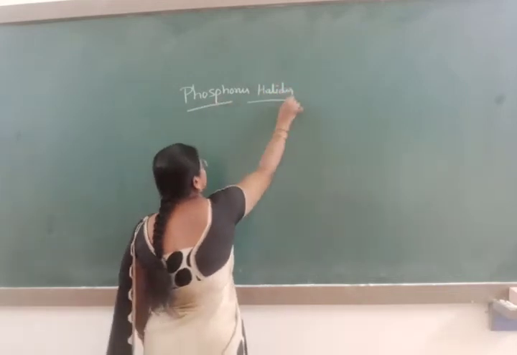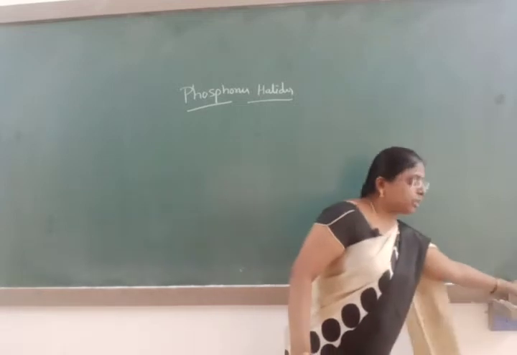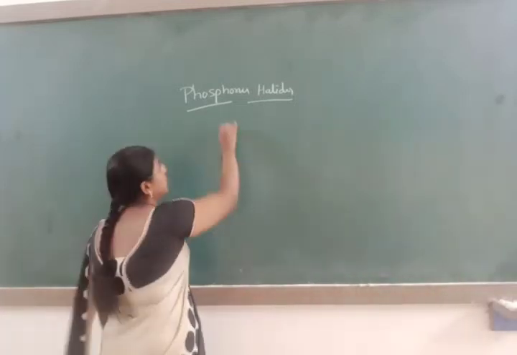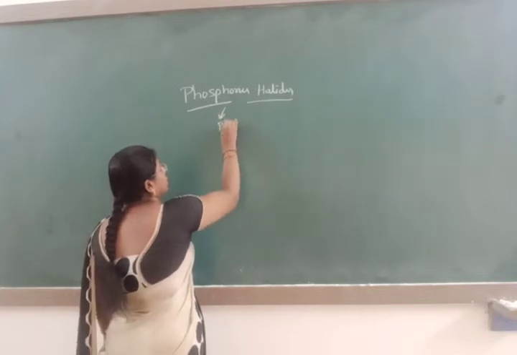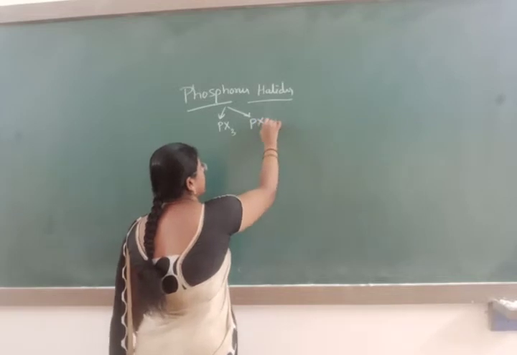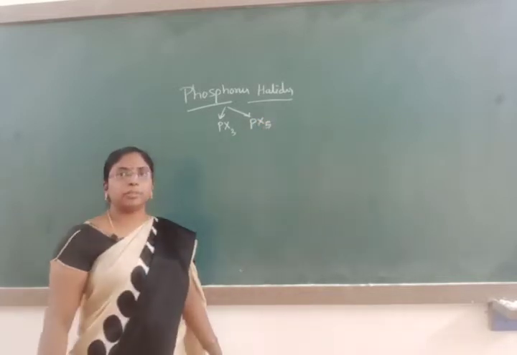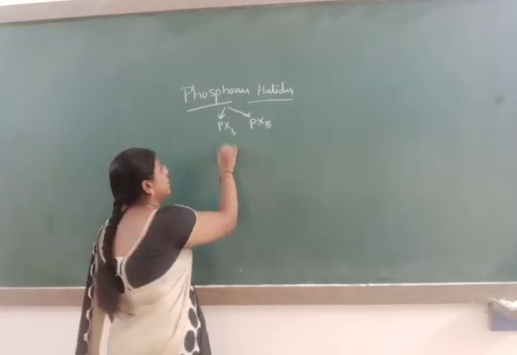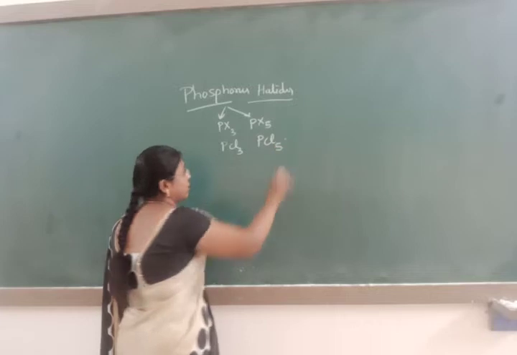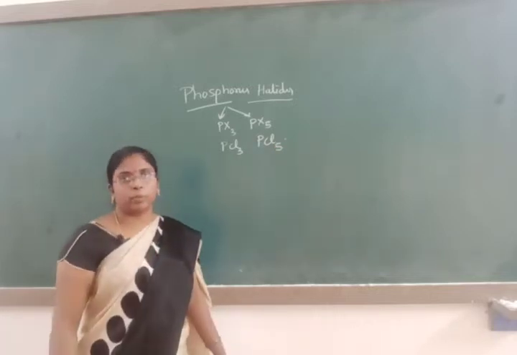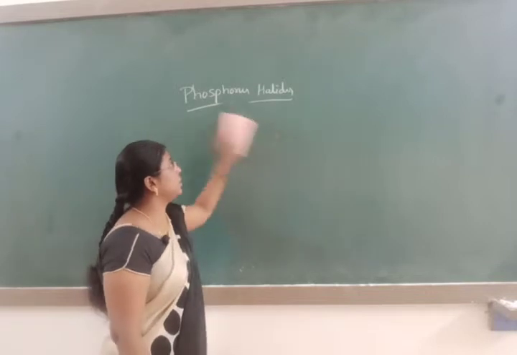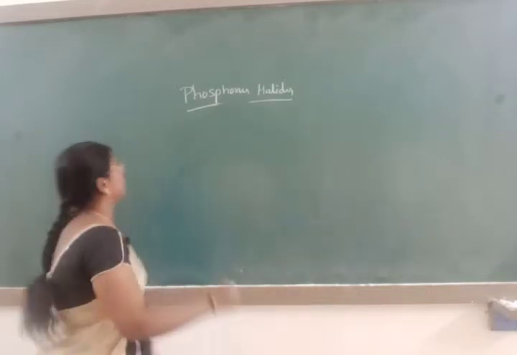In phosphorus halides, for the syllabus you have two types of halides, that is trihalides as well as pentahalides. Here the halogen is chlorine. We study PCl3 as well as PCl5. Let us study one by one. First we study phosphorus trichloride, PCl3.